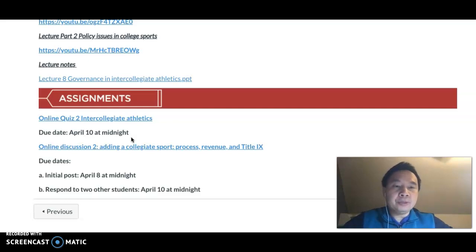So the college sport Title IX has a 3-prong test. We'll provide a little bit more explanation about this 3-prong test. For the online discussion, again, that includes 2 parts, right? The first part is the initial post, and the due date is Wednesday night at midnight. The second one is you have to respond to other students in the class. The due date is April 10 at midnight, which is Friday night at midnight.